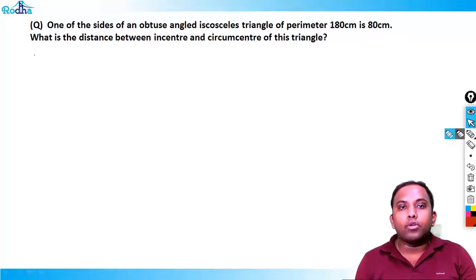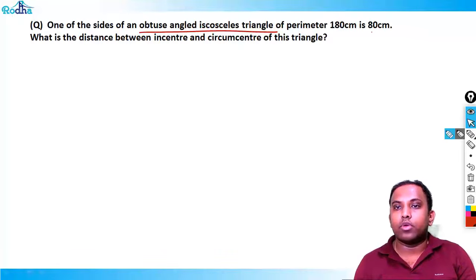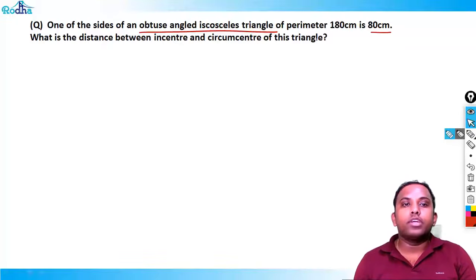One of the sides of an obtuse angled isosceles triangle of perimeter 180 centimeter is 80 centimeter. So it is one of the sides. What is the distance between incenter and circumcenter of this triangle?